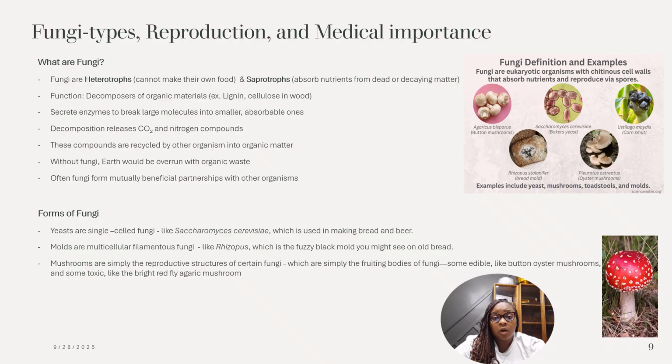So fungi come in all different forms. There's yeast, which we use to make bread and beer. There's mold, which is a fuzzy black mold that you tend to see on old bread. And then we also have mushrooms, which are simply the fruiting bodies of fungi. Some are edible, like oyster mushrooms, and others are toxic, like the bright red fly agaric mushroom.